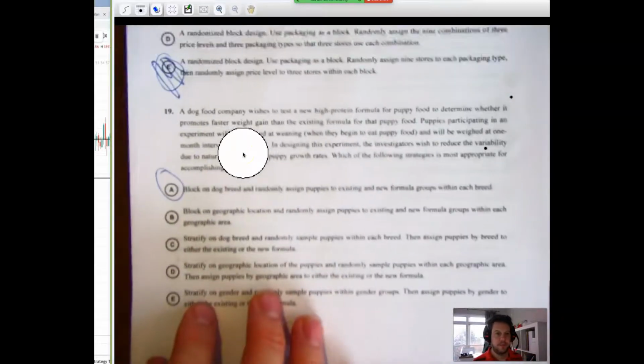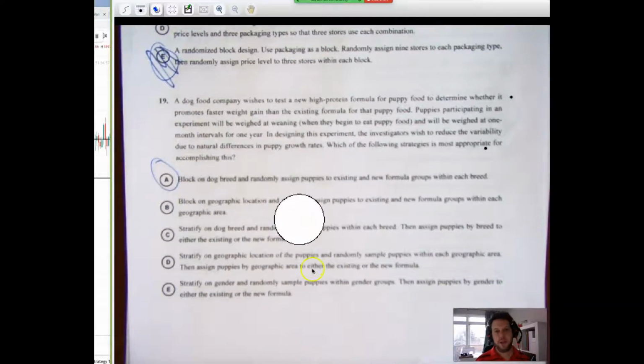19. Dog food company, we got a new high protein formula to see if it helps gain weight faster. Puppies will begin being weighed at weaning and will be weighed at 1 month intervals for the year. In this experiment, the investors wish to reduce the variability due to natural differences in puppy growth rates. Which of the following is most appropriate? So different kinds of puppies are going to grow at different rates, right? So we want to split them into subgroups.